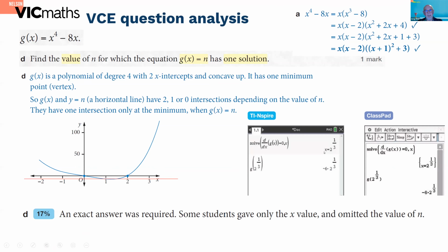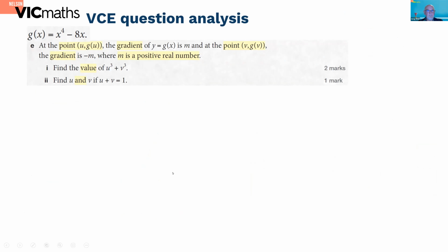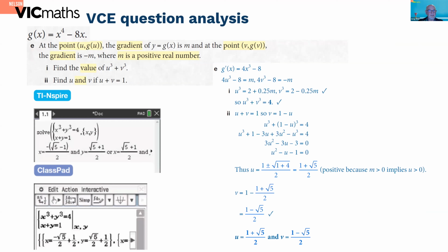U must be a value bigger than 2 to the 1/3. But what about v? Well, g dash to v was negative m, which means that that's where the gradient's negative. And the gradient's negative on the left of, or for values where x is less than 2 to the 1/3. So you need to make that connection to be able to work out which solutions you pick.